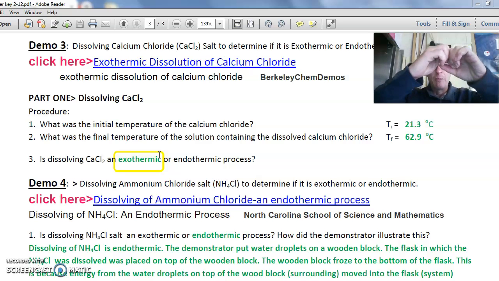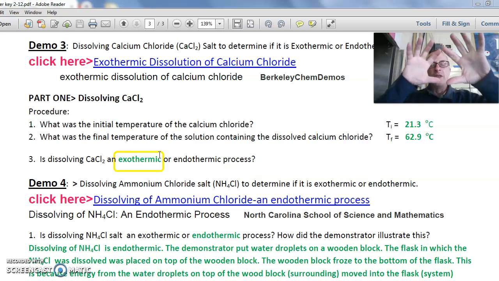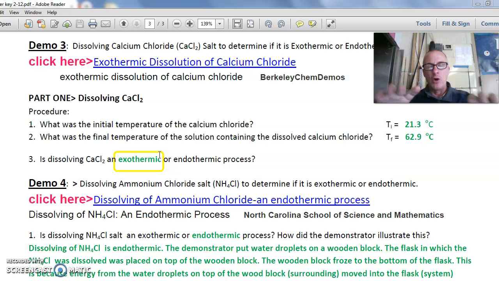So as it pulled apart the ions from the salt crystal, that took energy. When the salt ions began to mingle with the water molecules, that released energy. It must have released more in the mingling step than was taken in the pulling apart step. Overall, it's exothermic.